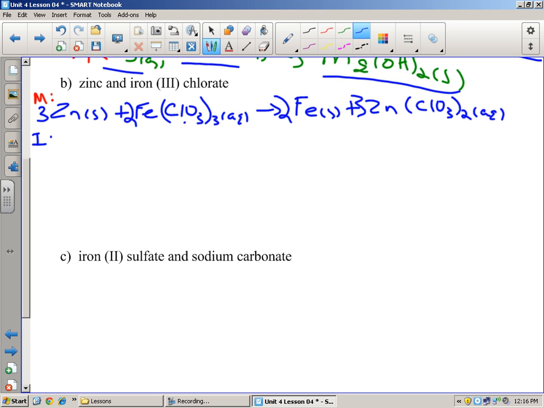Ionically, what happens? Well, you got 3 zincs here. I'm going to write that 3 zinc solids. What's the charge on this zinc right here, guys? Charge on the zinc right here. Nope.